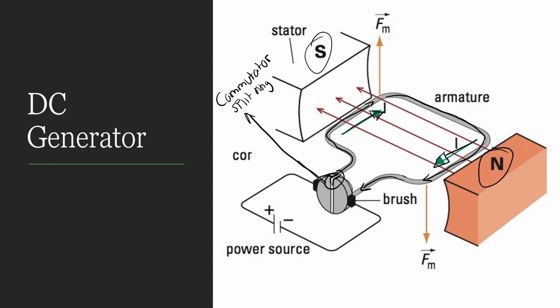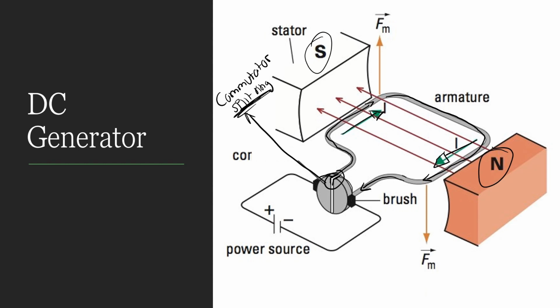So what is a commutator or a split ring? A commutator is a device attached to the coil and only allows current to flow in one direction. So the purpose of this split ring is to allow current to flow only in one direction. That is why we said DC generators only allow current to flow in one direction. It is because of this split ring.